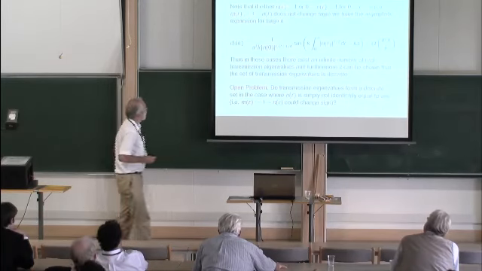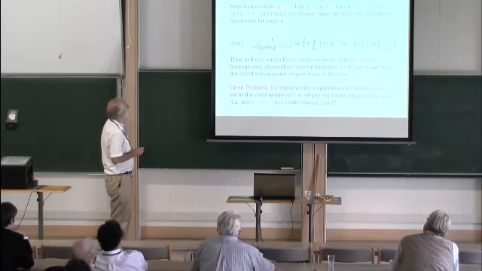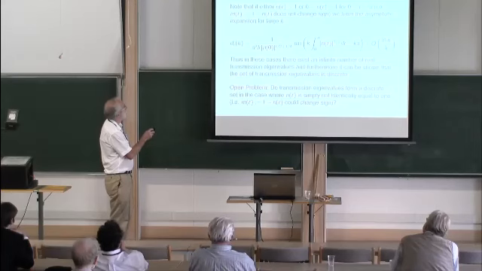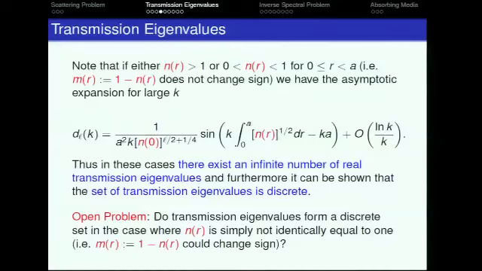Now, let's go a bit further. Let's assume now n of r is bigger than 1 or maybe less than 1, and let's assume it doesn't change sign. Then you can easily establish this asymptotic relation for the determinant. And in this case, you can easily see that there exists an infinite number of real transmission eigenvalues. And furthermore, this set of eigenvalues is discrete. It's very easy to see here because as k gets large, obviously the sine function vanishes.